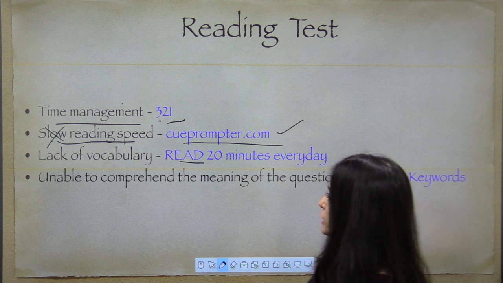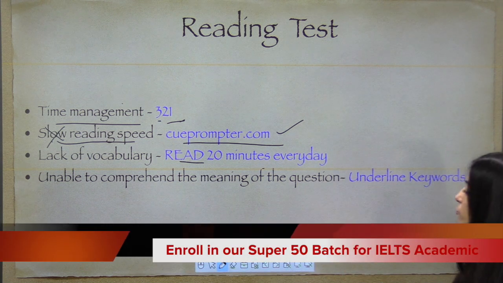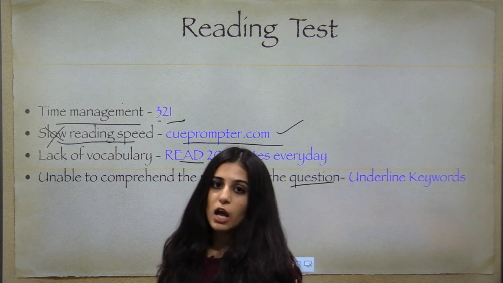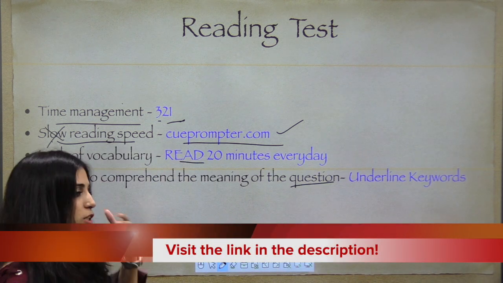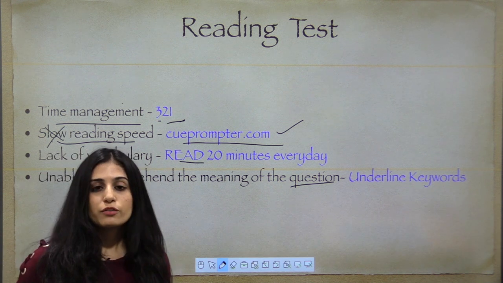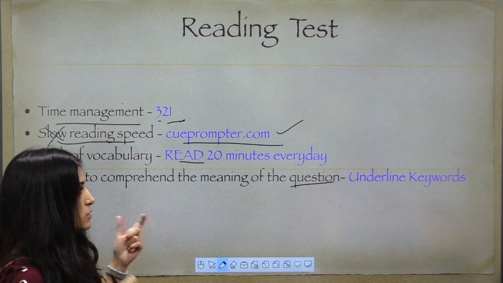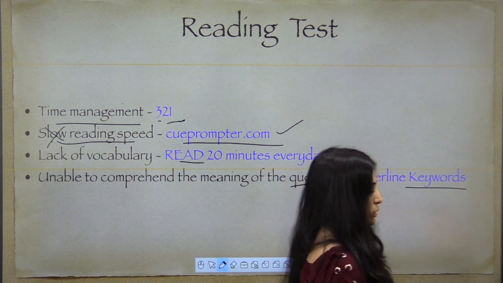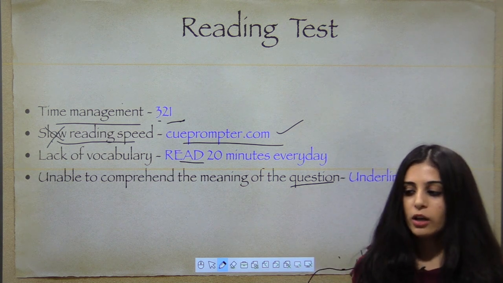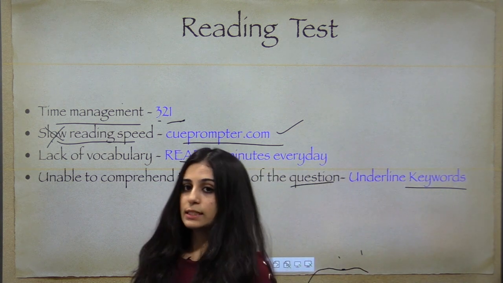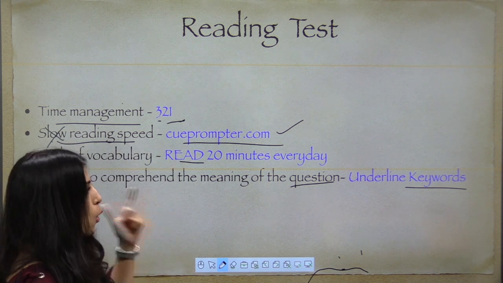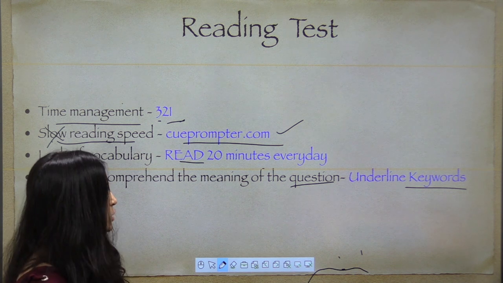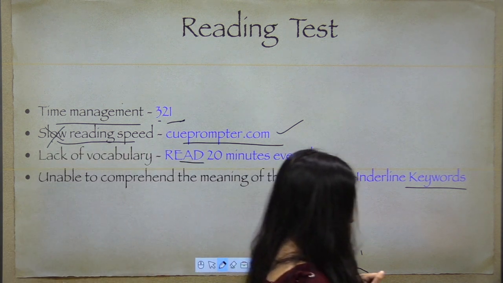Last but not the least here, unable to comprehend the meaning of the question. So it's very important to understand what is the question asking you to do. Is the question asking you to answer true, false, not given? Are they asking you to fill up? What is the question asking you to do? And to understand it clearly, you need to underline the keywords. This is very, very important. Underline the keywords, think about the synonyms and the paraphrased versions of the question and look for them in your passage. So these are some of the tips for your reading test.